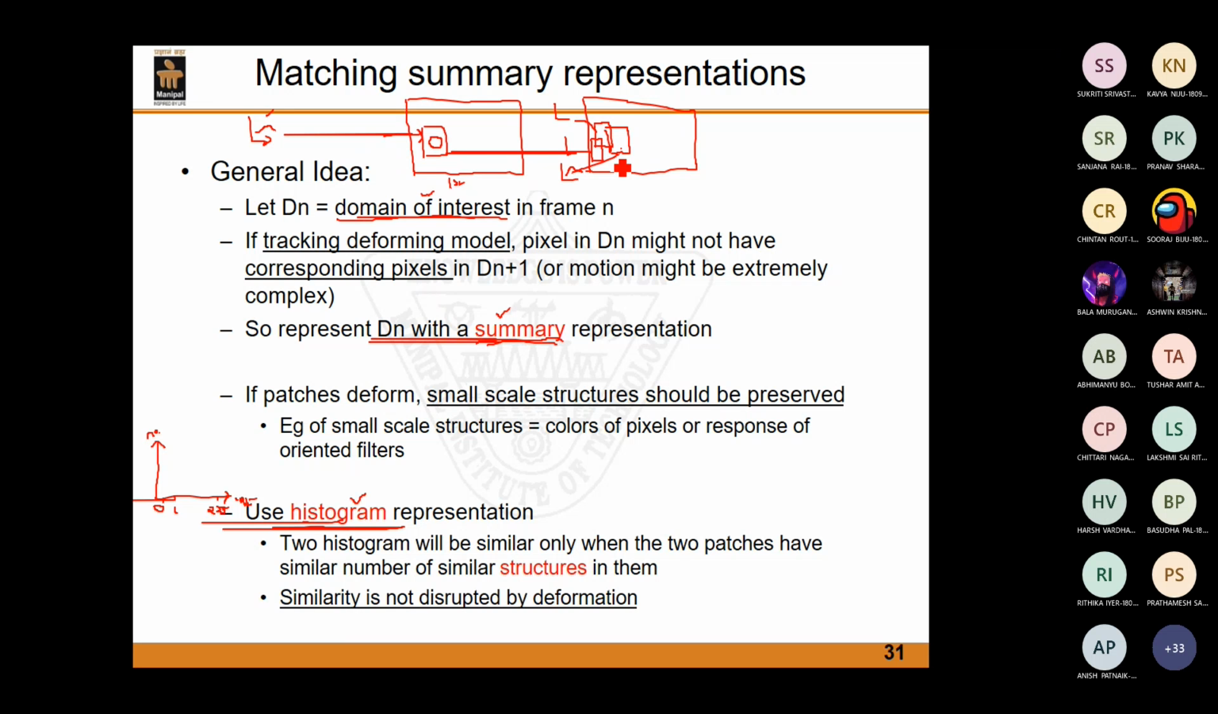Now, why do we use this histogram? What is the advantage of using the histogram? As I told earlier, the histogram plots how many pixels are present having a particular intensity level or value. So as I said earlier, let's say you have a particular distribution which looks somewhat like this.